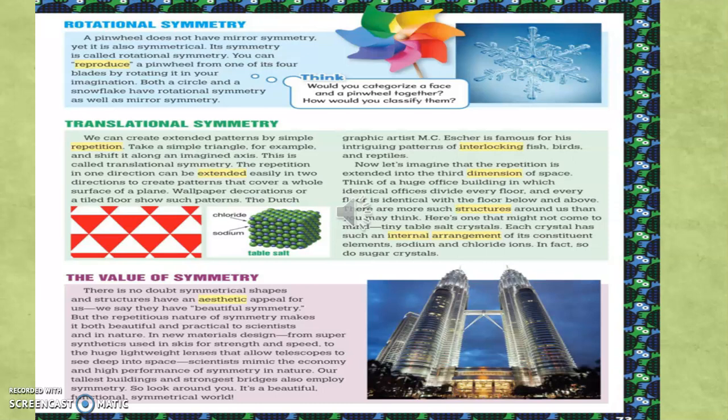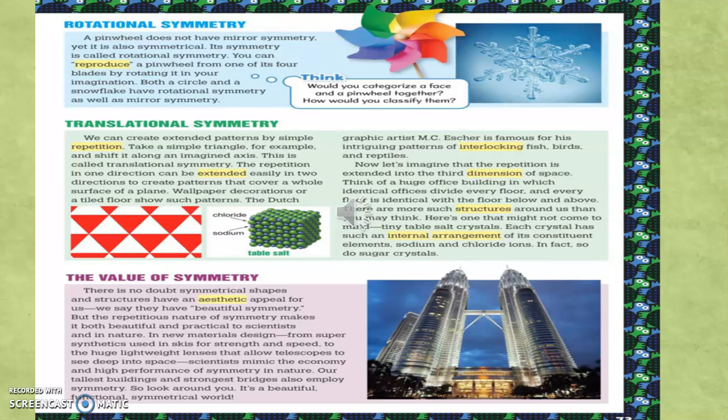The repetition in one direction can be extended easily in two directions to create patterns that cover a whole surface of a plane. Wallpaper decorations or a tiled floor show such patterns. The Dutch graphic artist M.C. Escher is famous for his intriguing patterns of interlocking fish, birds, and reptiles.